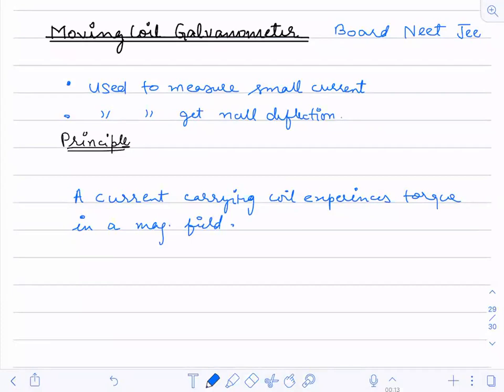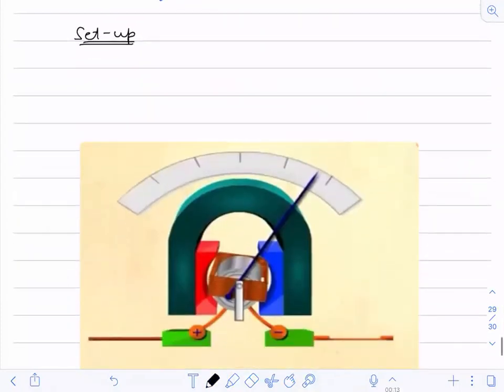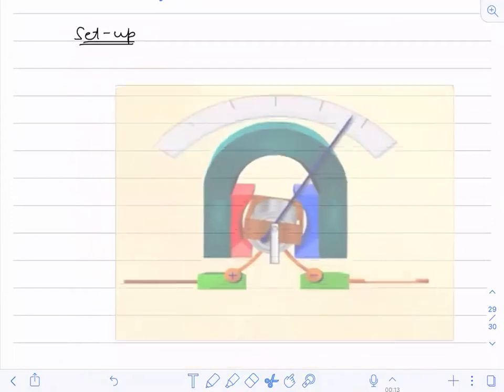Now the next important thing will be its setup. The next important thing will be its setup. So the setup is this, just see here, this is the setup.